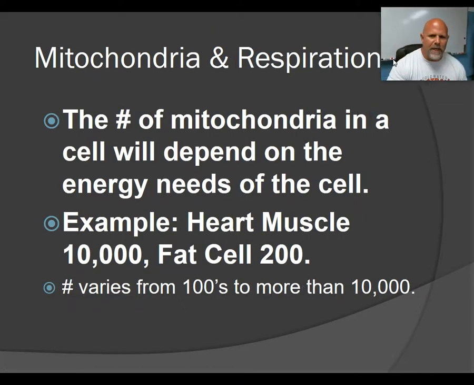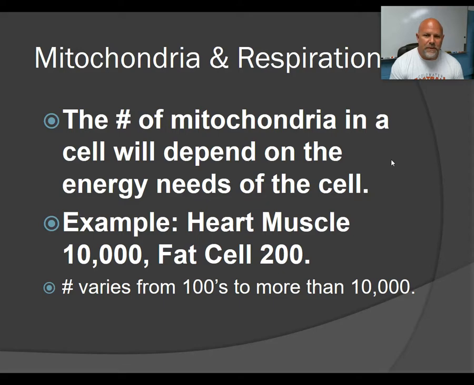The number of mitochondria in a cell really will vary depending on the demands of the cell. If you have a cell that is constantly using energy, like your heart, you're going to have thousands of mitochondria per cell. If you have cells that rarely need energy, like fat cells, you're not going to have that many mitochondria.